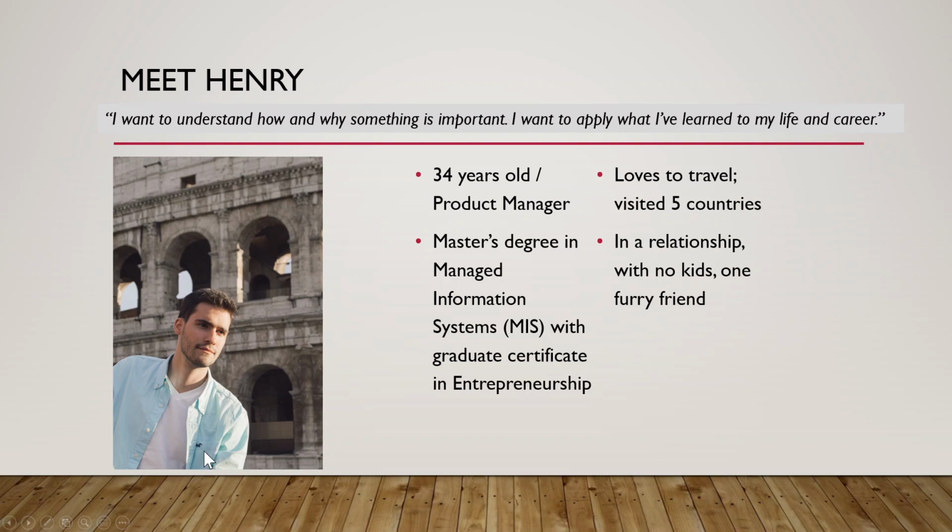So here is our primary persona, Henry. He is 34 years old. He is a product manager with a master's degree in MIS and a graduate certificate in entrepreneurship. He likes to travel, he's in a relationship with no kids, and he has one dog. His quote, or his mantra in life, is that he always wants to understand how and why something is important, and he wants to take those learnings and apply them to his life and his career.